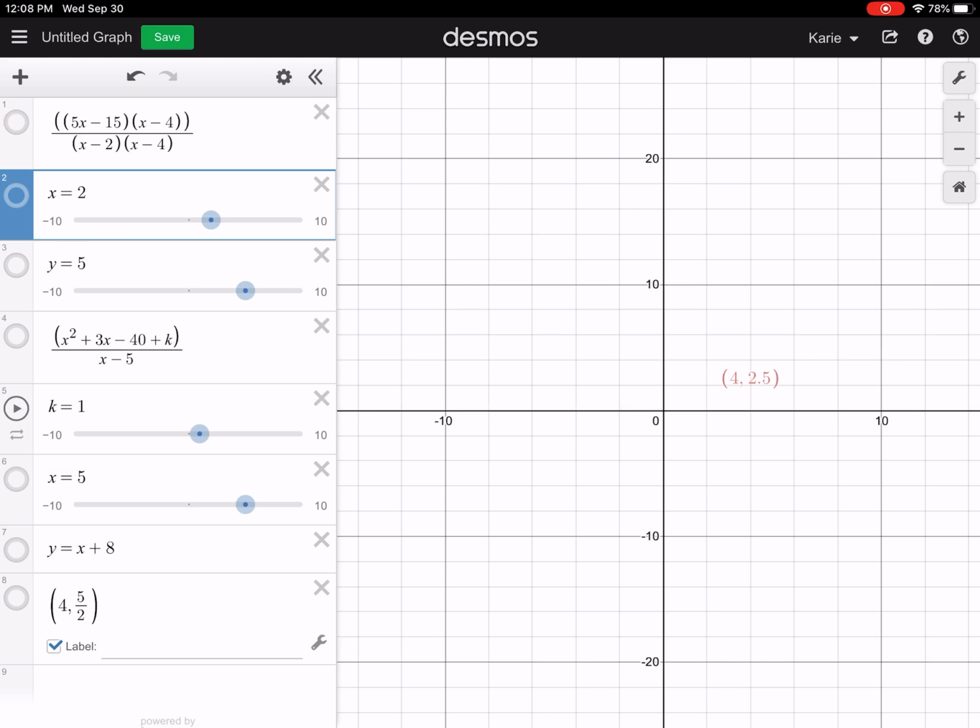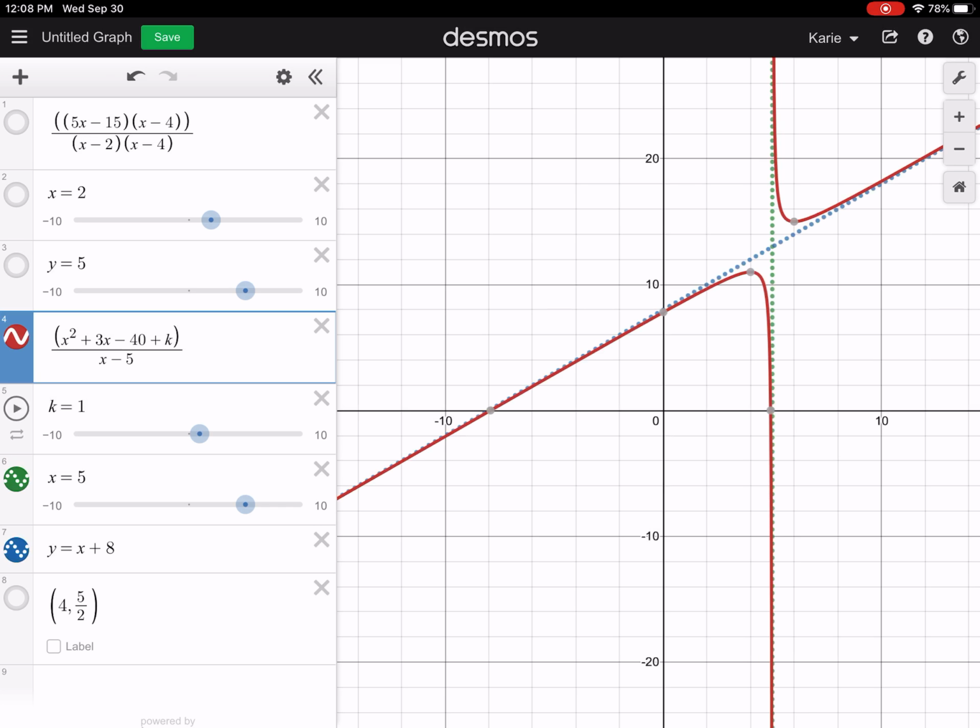The other Desmos activity part, hang on, let's turn off that label, was this one. Why aren't you turning on? There you go. Turn on, turn on, turn on.